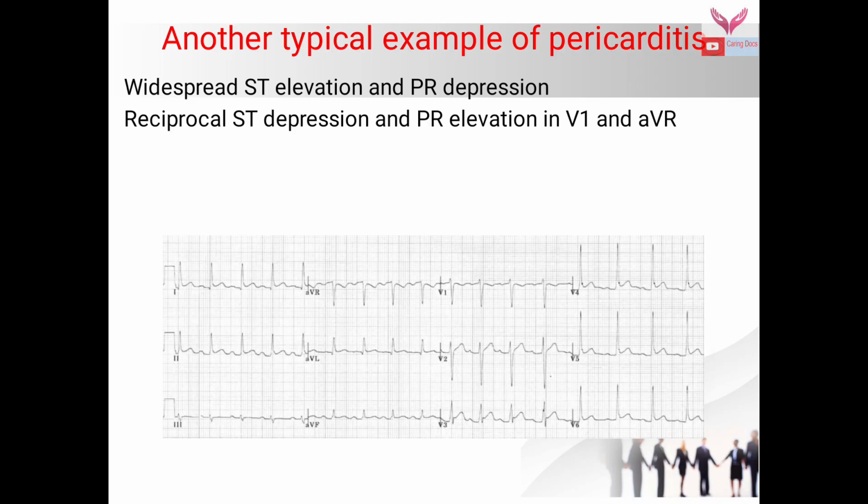It is another example of pericarditis. Here we can see widespread ST elevation and PR depression, and reciprocal ST depression and PR elevation in V1 and AVR.